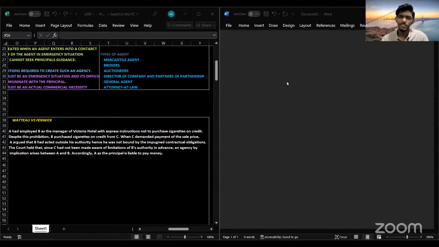Okay, fine. So first of all, let's start from the beginning. Who is an agent? An agent is a person who is acting on behalf of a principal. So specifically, who is a mercantile agent? A mercantile agent is an agent who is representing the principal in relation to a commercial substance. That's a mercantile agent.